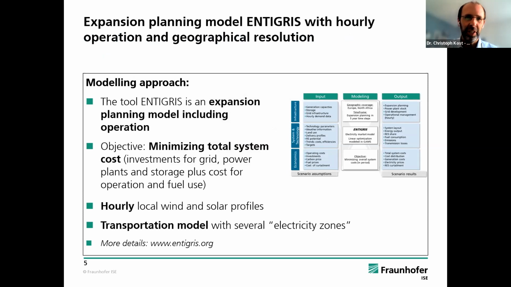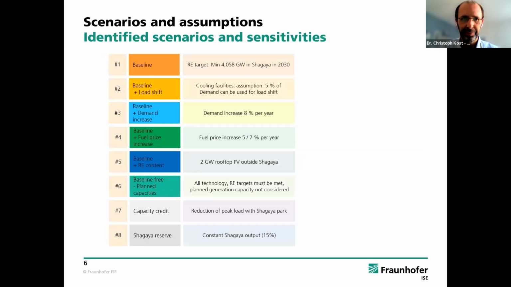Then we put this into our model, which we developed here at Fraunhofer. I do not want to go into detail. It provides us an optimal expansion of the Shagaya Park and the total Kuwaiti system, and gives us results on the structure of the power system.